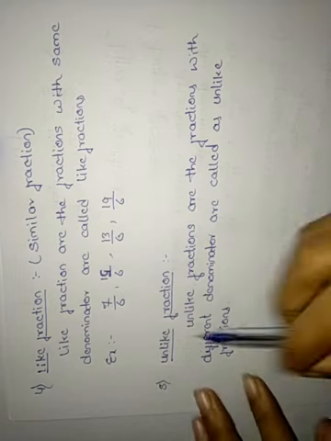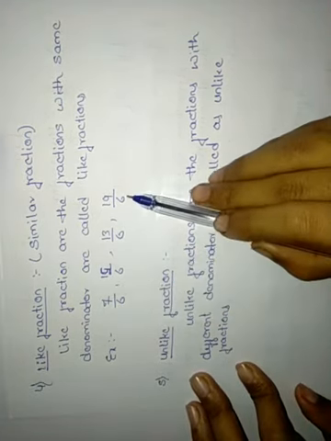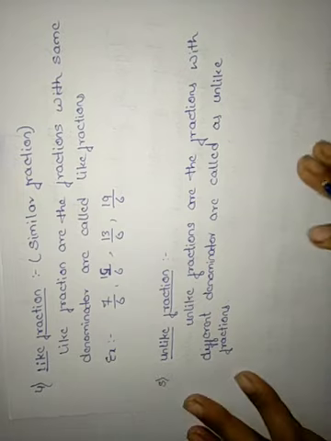Then the fifth type is unlike fraction. Unlike fractions means the fractions will have different denominators. Here like fractions means the denominator of the fractions will be same, but unlike fractions means the denominator of the fractions will be different here. Such type of fractions are called unlike fractions, right?